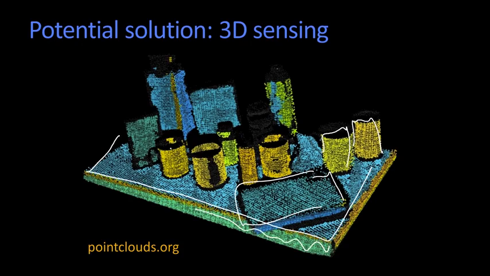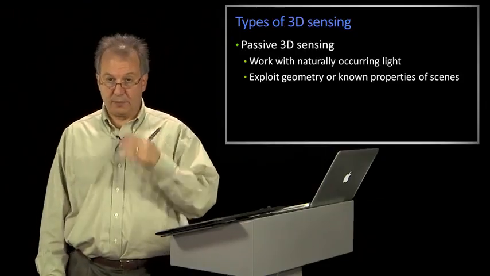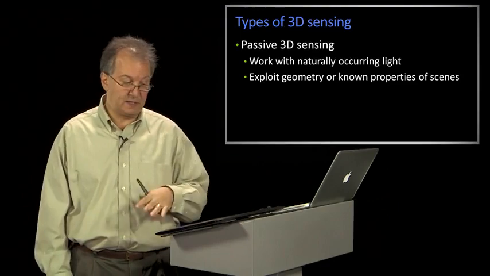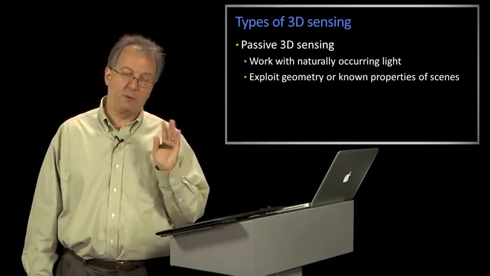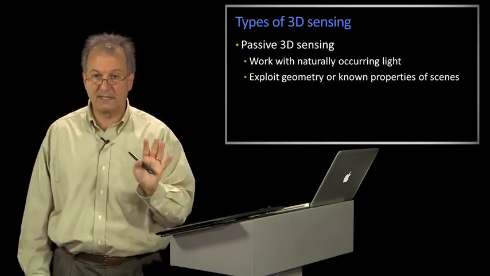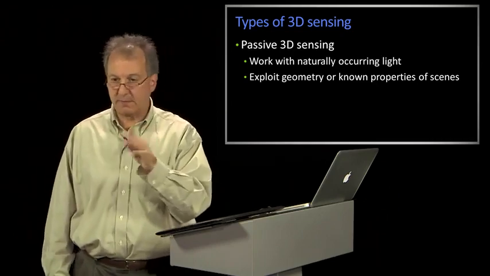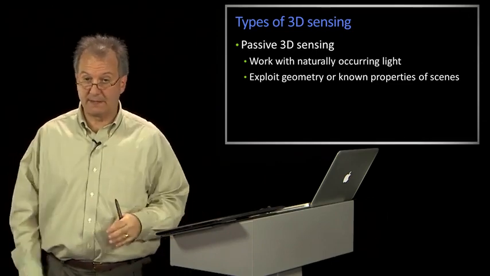And what we're going to do is talk about 3D sensing. There are a couple of ways of doing 3D sensing, some of which we've already seen. So passive 3D sensing, what do we mean by that? That means you don't use any active illumination. That is, you take the world as it's given to you and you somehow sense that. And maybe you exploit some known geometry of the properties or something about the scene.